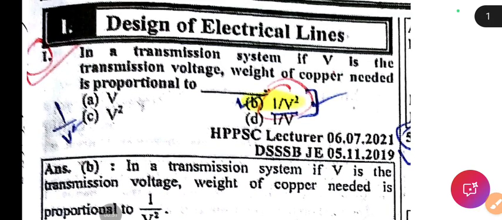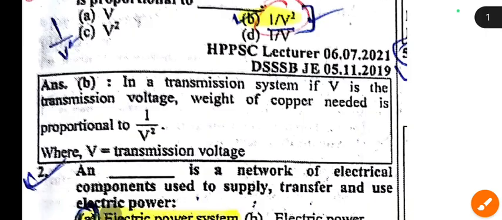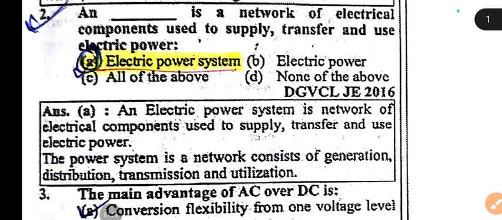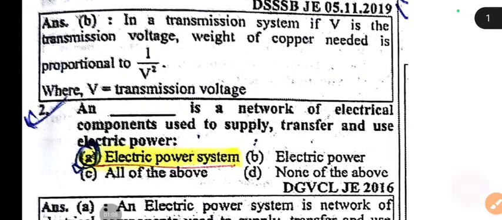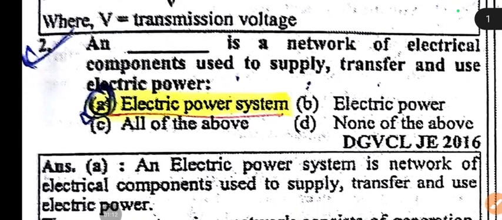In a transmission system, if V is the transmission voltage, the weight of copper needed is proportional to 1 by V square. V is nothing but the voltage. So you have to remember this relation, 1 by V square. Okay, now we will move to the next question. Now see our second question over here.